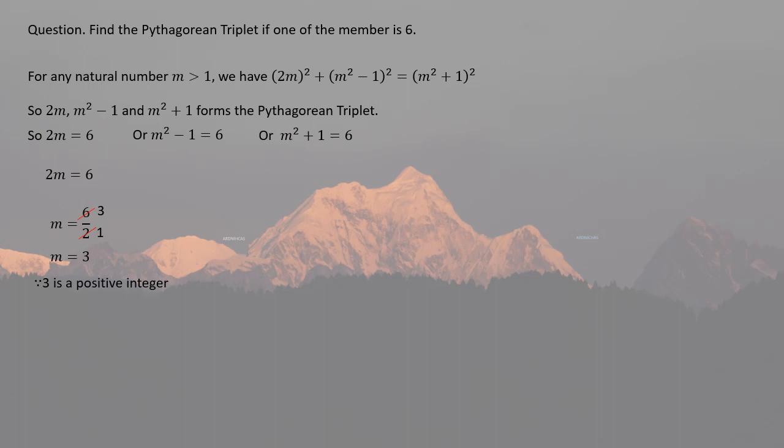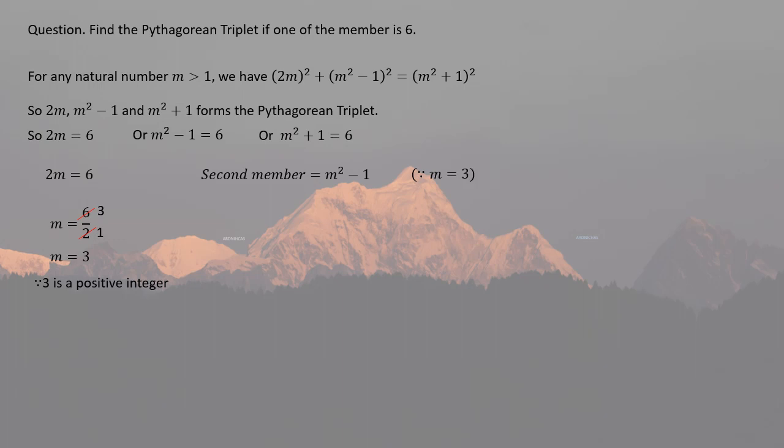After getting the value of m equals to 3, this 3 will give us the second and the third member of the Pythagorean triplet. To find out the second and the third Pythagorean triplet, now we must put the value of m, that is equals to 3, in the second and the third possibility, that is m square minus 1 and m square plus 1. So m square minus 1 will give us the second member.